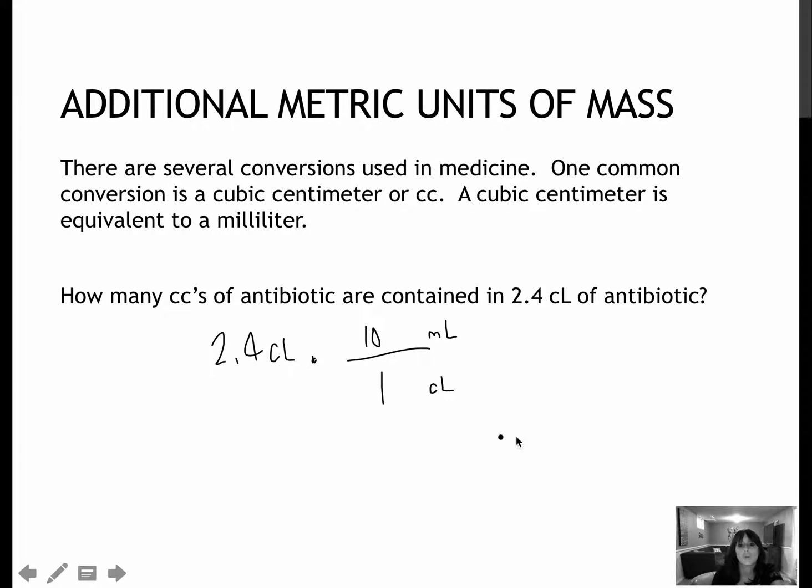which means that there's really just one unit apart on our little conversion scale. So to go from centiliters to milliliters, I would just move one to the right or multiply by 10, which gives me 24, of course, and that's 24 milliliters. So how many cc's? Well, if a cc is equivalent to a milliliter, then it's 24 cc's of antibiotic.